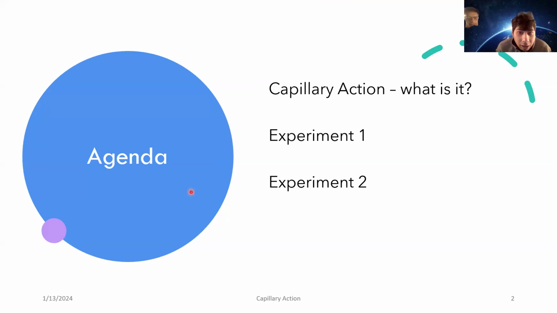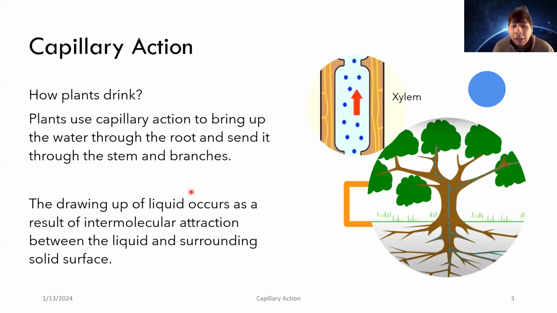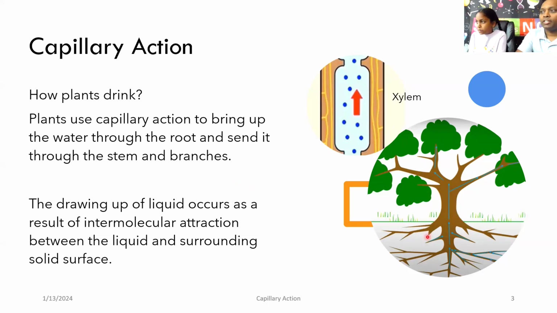Today we're going to be talking about capillary action and what it is. You know how we put water to the roots, but how does it get sent up to the other parts of the plant? There are tube-like things called xylem, which suck the water droplets and send them to the other parts of the plant.